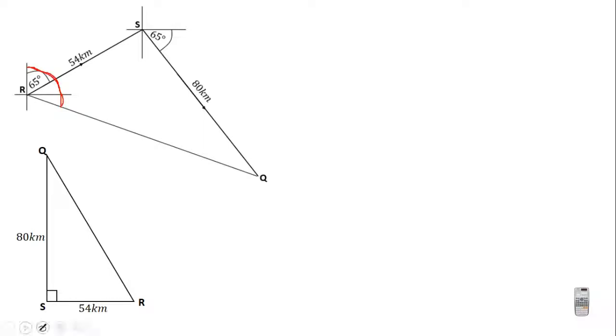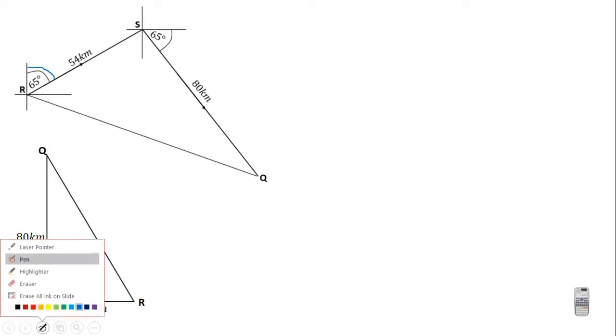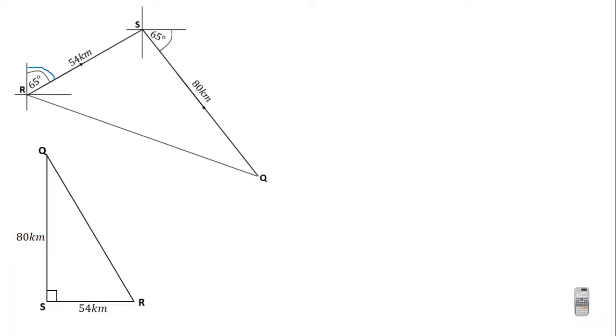But we know one thing. We know that this angle here has already been found to be 65 degrees. So what is left for us to do is to find this angle here. If you're able to find this angle here indicated with the red color, we add it to the angle here, which is indicated with the blue color, that is 65 degrees, and we'll be able to find the bearing of pot Q from pot R.